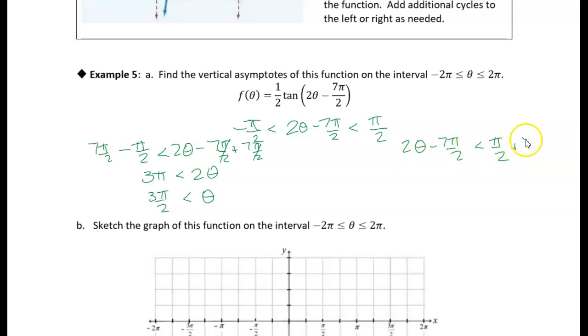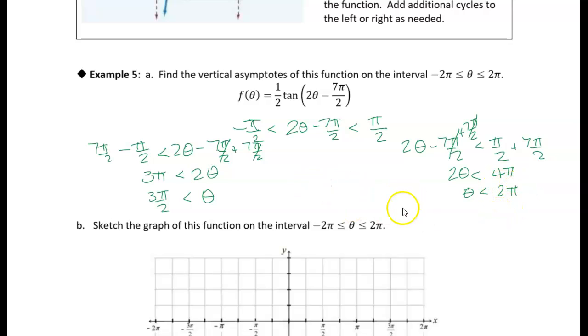We're going to add 7 pi over 2 to both sides, right? Plus 7 pi over 2, so this will go away. I get 2 theta is, whoops, not equal, less than, okay, so I have pi over 2 plus 7 pi over 2, which is 8 pi over 2. 8 pi over 2 is just 4 pi. And then I want to divide both sides by 2, so I get theta is less than 2 pi.